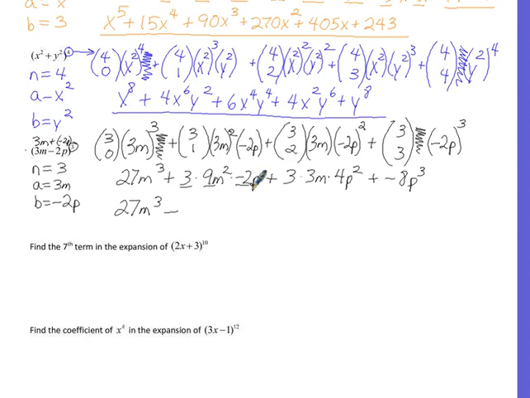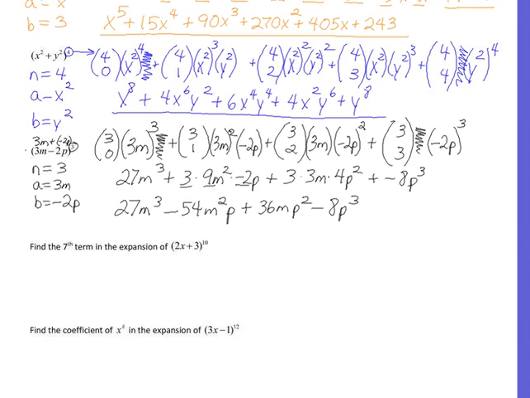3 times 9 times negative 2. This should give us negative 54. And I'll keep the m's going here, keep some nice symmetry in the answers. 3 times 3 times 4 is 36, mp squared. Minus, no reason to say plus negative, might as well just make this a minus and save a sign here. Save the environment. Negative 8p to the third power. So there we go with the expansion of (3m minus 2p) to the third power.